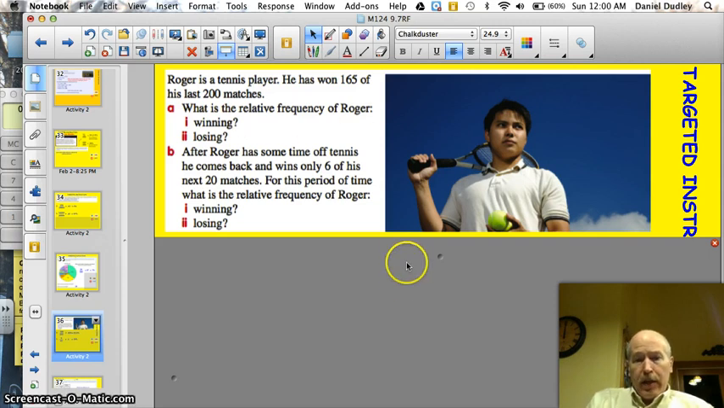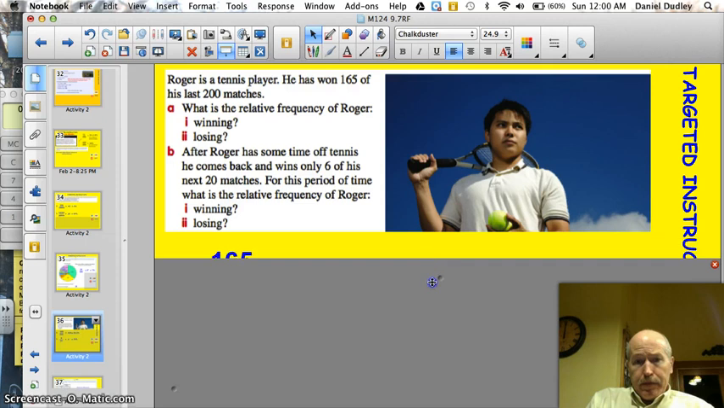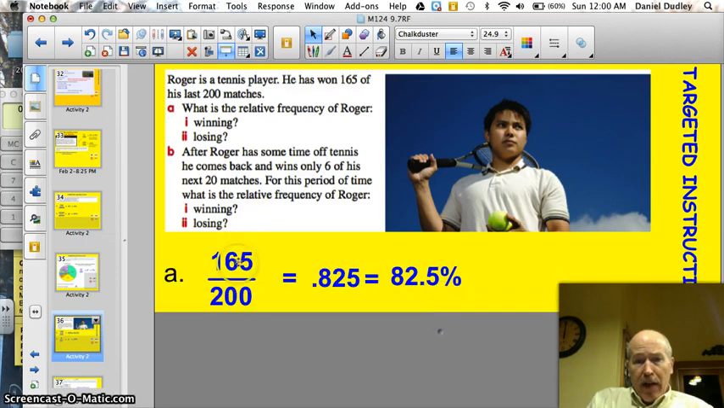All right, let's see how you did. Well, you probably did 165 divided by 200. And if you put that into a calculator, you would have had 0.825 multiplied by 100 here to get to the percent. It would be 82.5%. Good job. All right, let's try B, and we'll just do the winning again.